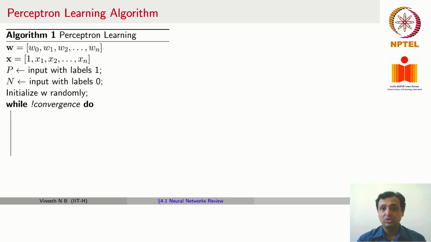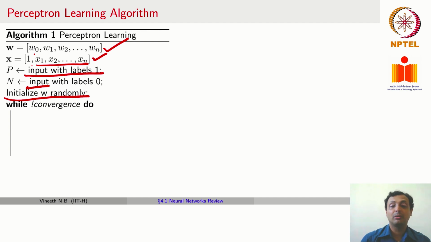Let's now look at how the weights of the perceptron are learned. So you have a set of weights w0 to wn. You have a set of inputs 1 and then x1 to xn. Remember, 1 corresponds to the input for the weight w0. You have inputs with, say, label 1. Let's call that set of inputs the positive class, or P. And you have another set of inputs with label 0, which let's call the negative class, or the set N. We start by initializing the vector w randomly, and then we loop over a set of steps. Let's see what they are.